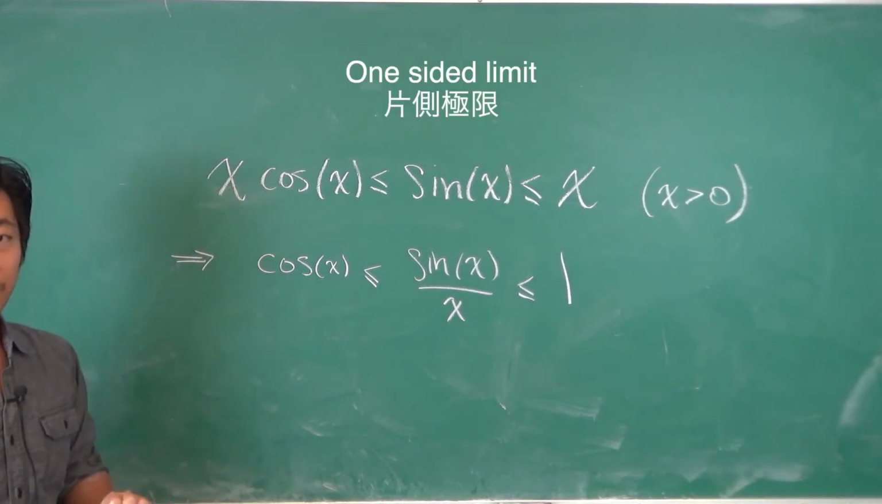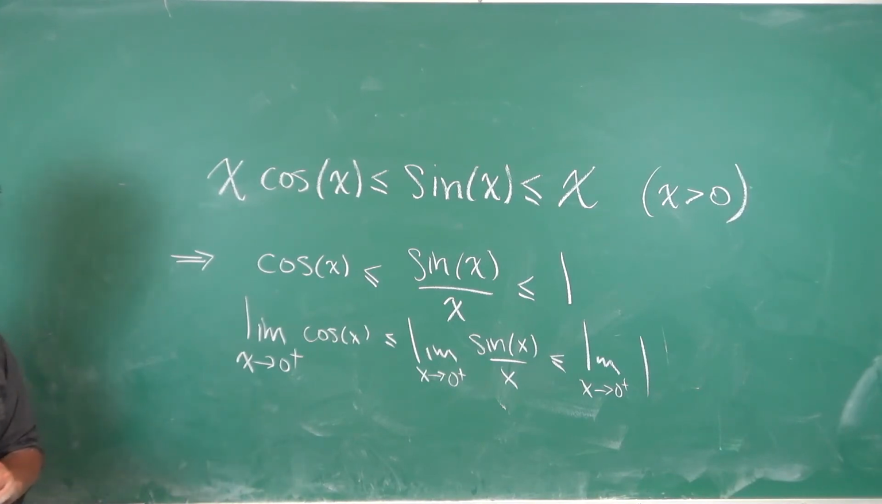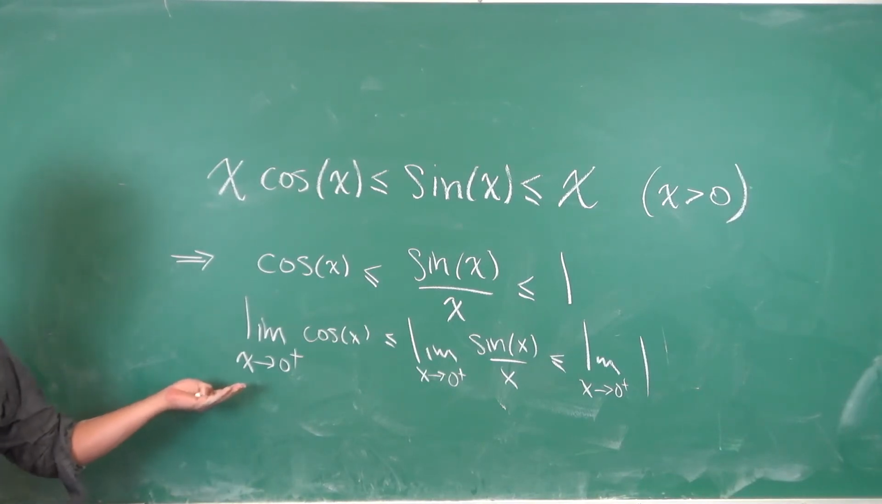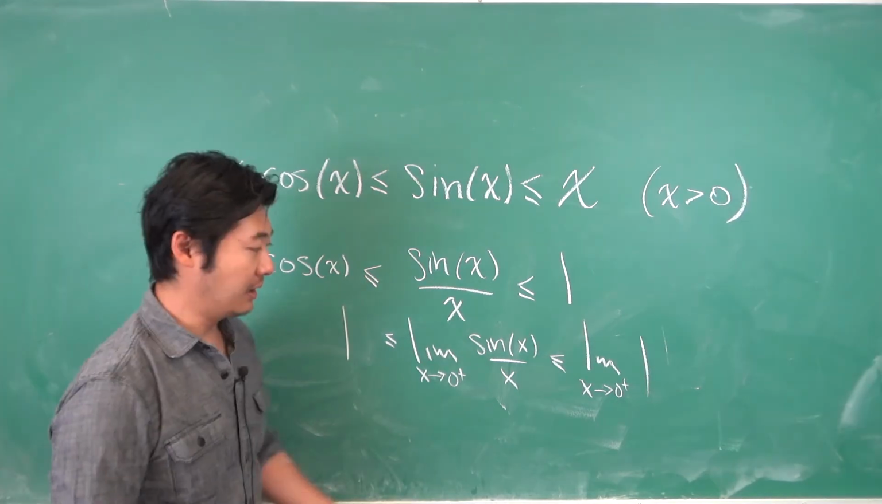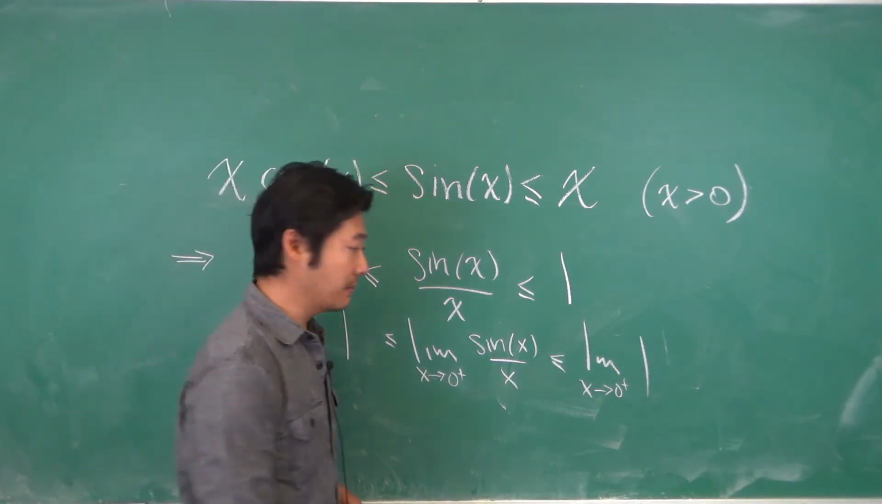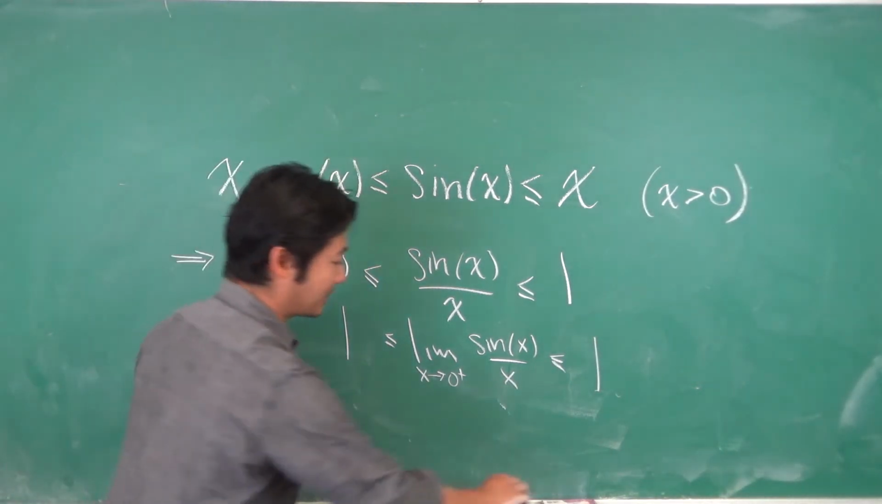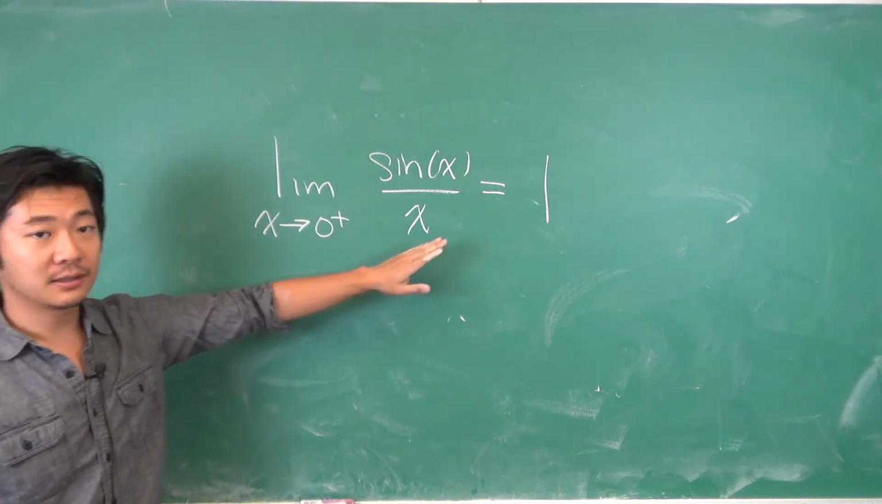And so if we take the one-sided limit, by squeeze theorem, we could basically say something like this. But we know that when x goes to 0 for cosine, it's 1. And the limit as x goes to 0 of this constant 1 is of course 1. And so we get the one-sided limit as x goes to 0 from the right-hand side of sine x over x is equal to 1.